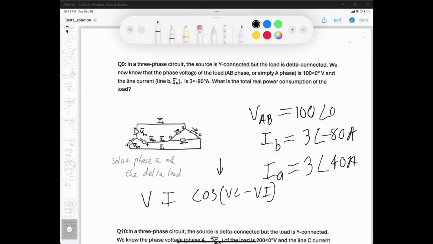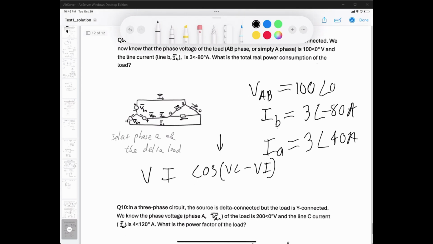So we know that IA is 3 with an angle of 40. And since we're looking at a single phase, we need to convert to phase. When we convert from line to phase for current, we're just looking at IB for reference. When this current comes in, it breaks off into two different paths, so it's definitely going to be decreasing. So we are going to be dividing by root 3.